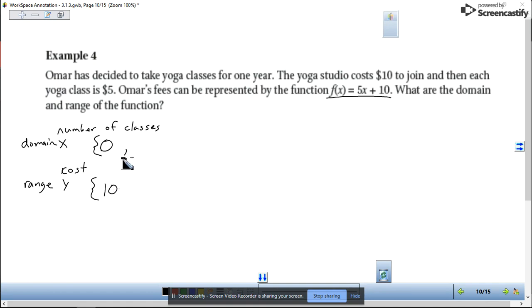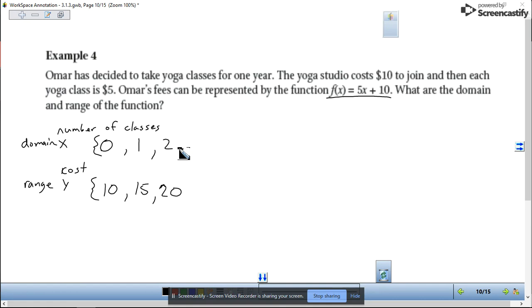The next number of classes that he could take after that would be what? Can you take a half of a class or a third of a class? No, you have to take a whole class. So he's got 1 here. And then if he does that, how much will he have paid? It's $5 per class, so the next output is going to be 15. Well, what if he takes 2 classes? Then the output would be 20. So our range values are limited to every 5, and our X values, our domain values, are counting by 1s. And you can't have it in between because you can't take 2.5 classes or anything like that.